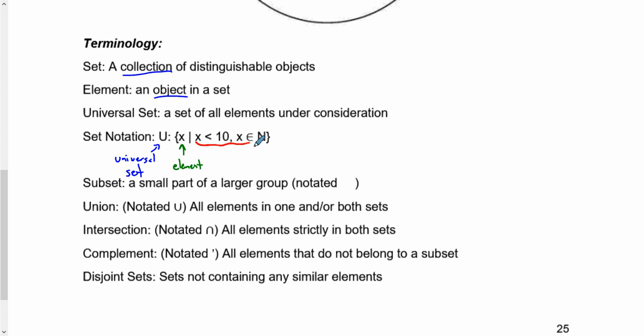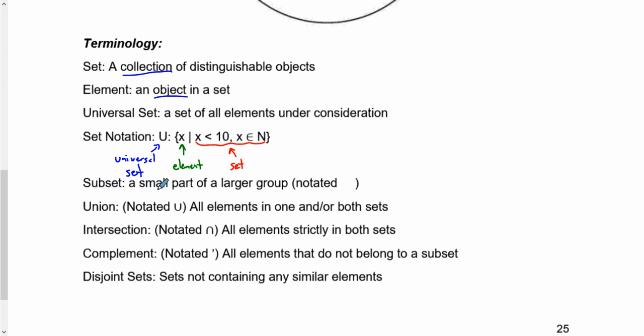So this is the set that's under consideration. All of our X's that are less than 10, but natural numbers. Each X that would be that, like 1, 2, 3, 9, are all elements. And the universal set is just talking about everything that we are considering. Now we're going to get into a little bit more notation.